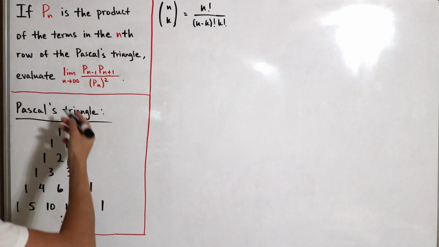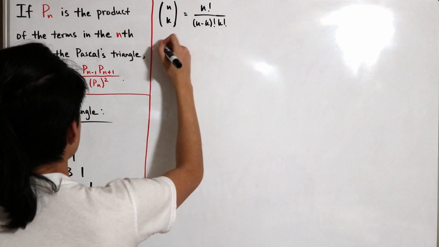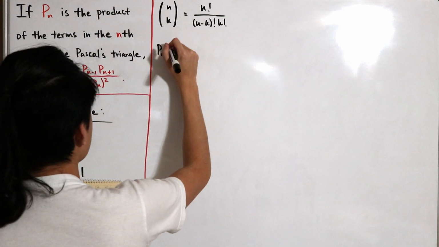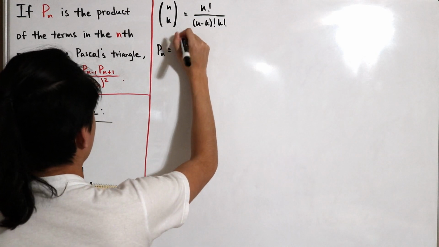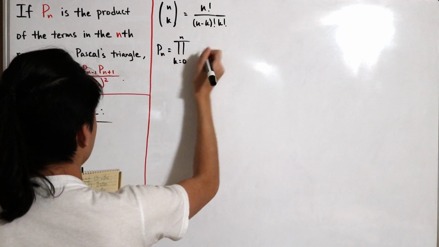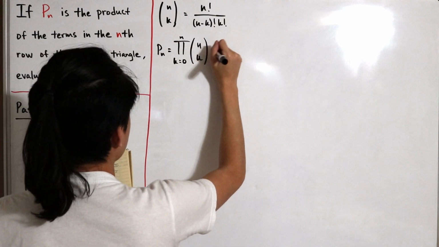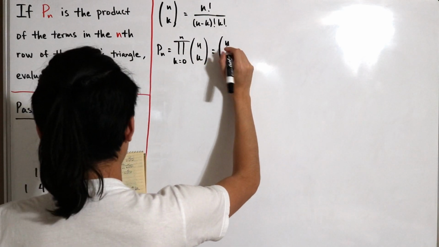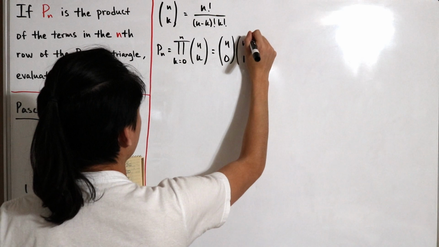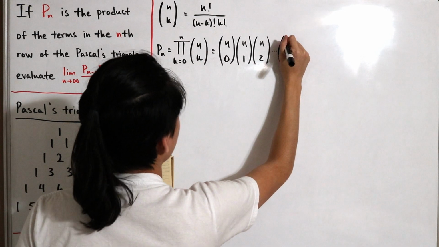And hence we have the limit that we want to evaluate. So now let's start with some generalization. We'll call this P sub n. And P sub n, of course, is the product of those terms in the nth row. So that means it has to be in the form of a product series. Here we have the product from k equals 0 to n of n choose k. In other words, for example, you start with the index k equals 0, then multiply n choose 1, n choose 2, and keep going all the way up to n choose n.